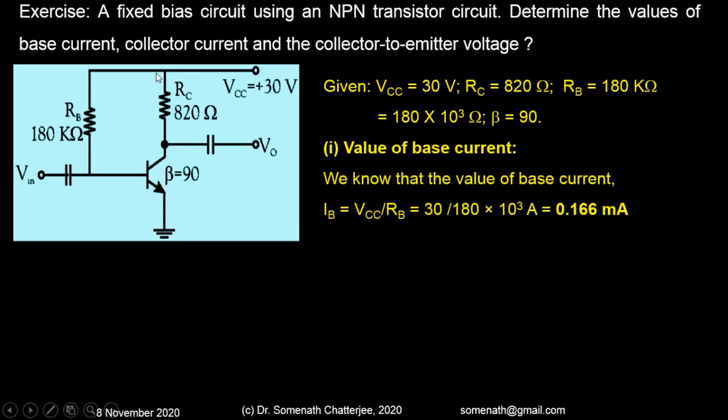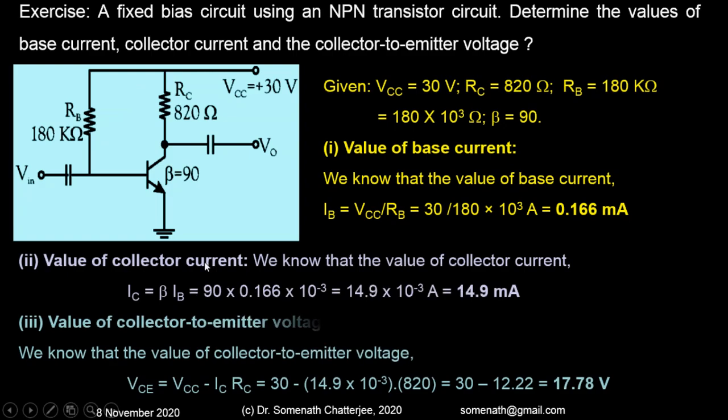If we use KVL, Kirchhoff's voltage law, then VCC is equal to IBRB. The VBE is not given, so we can consider it 0. So IB we will get 166 microampere or 0.166 milliampere.